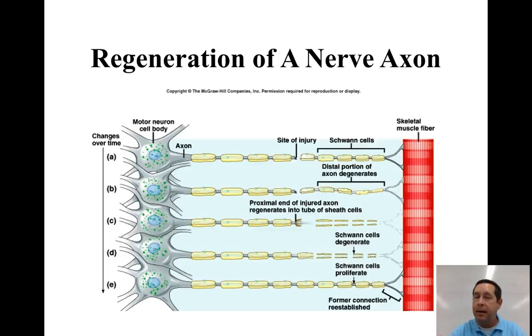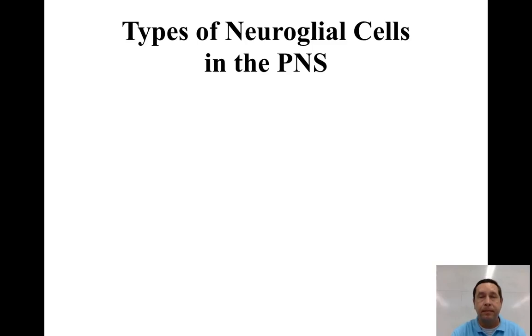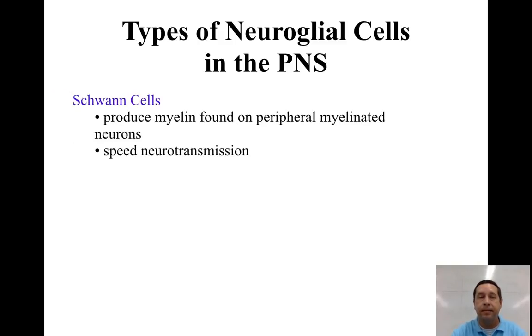Here you can see kind of what happens after a nerve or an axon is injured. Sometimes it can regenerate, but oftentimes it doesn't work very well. So those are the neurons. The neuroglial cells, there are several different types. We're going to talk first about the ones found in the peripheral nervous system.